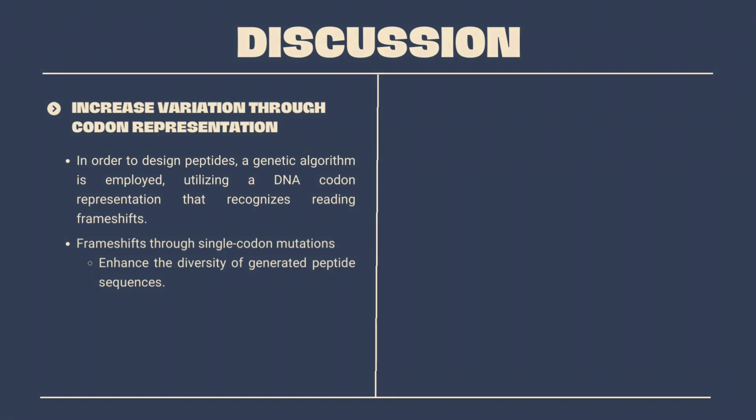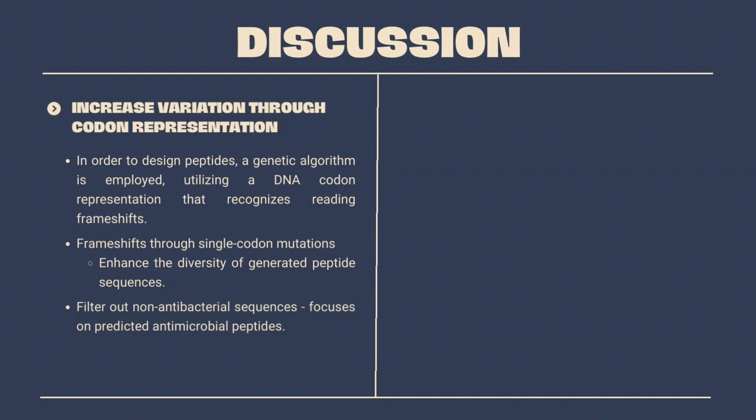Although using the codon representation reduces the number of predicted antibacterial sequences, it leads to greater diversity and wider coverage of target score dimensions. We filter out non-antibacterial sequences, so the increased generation diversity focuses on predicted antimicrobial peptides. This is the first time a genetic algorithm for peptide design has utilized reading frame shifts to generate novel sequences.